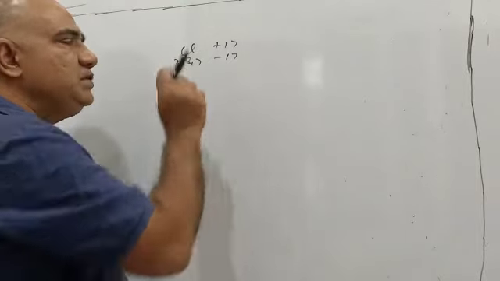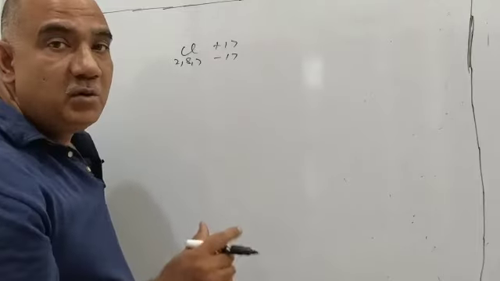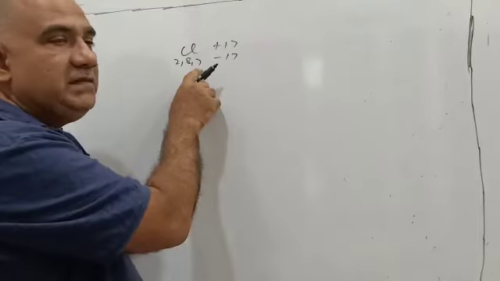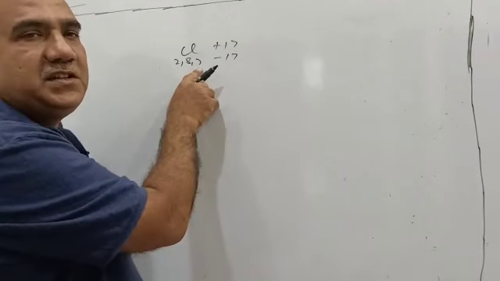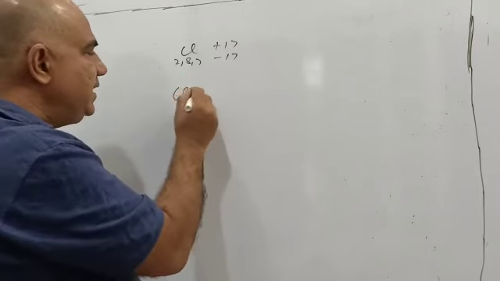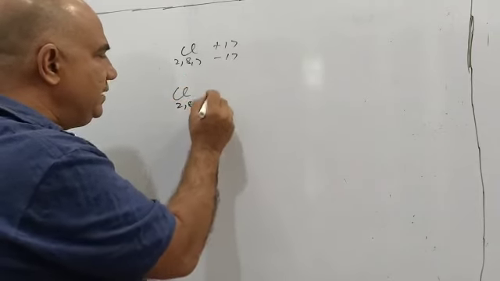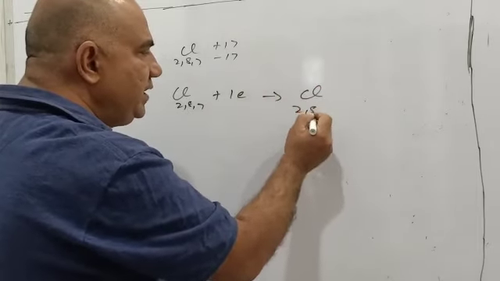So this is supposed to have 8 because it will try to become stable. For that it needs to have a noble gas configuration, for that it needs to have 8 in the third shell. And it cannot lose 7 because of energy consideration. On the contrary, it will gain 1. So it will become Cl 2, 8 and 7 plus 1 electron, which becomes Cl 2, 8 and 8.